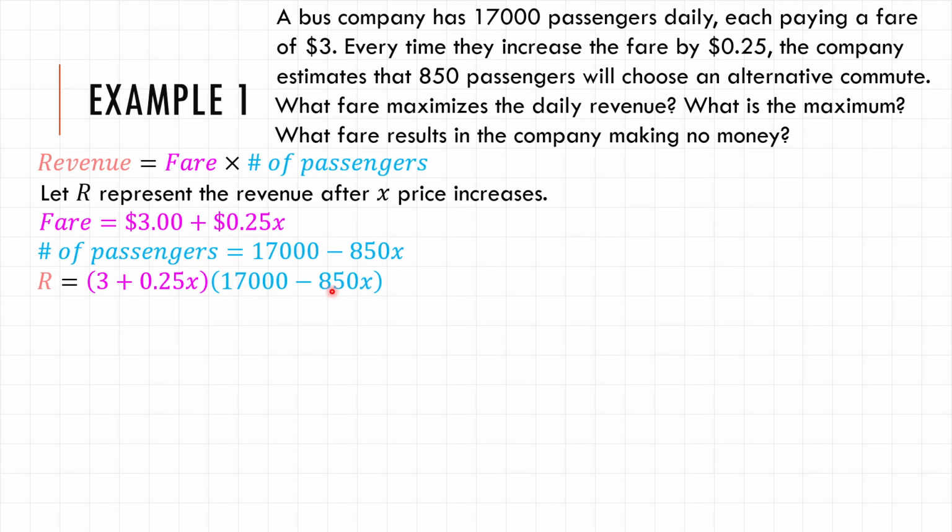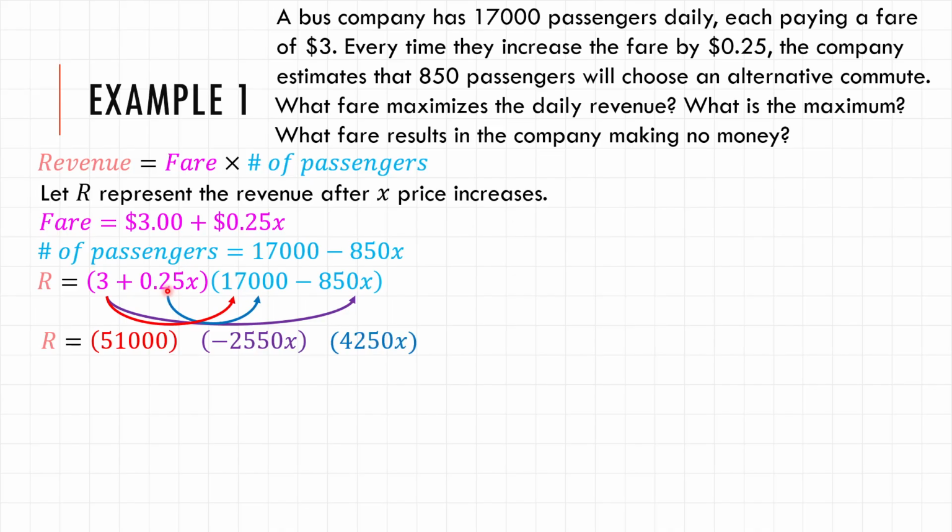And to multiply these two binomials, I multiply every term in the first one by every term in the second. So 3 times 17,000, 3 times negative 850x, then 0.25x times 17,000, and 0.25x times negative 850x. Of course, these two are the like terms here.